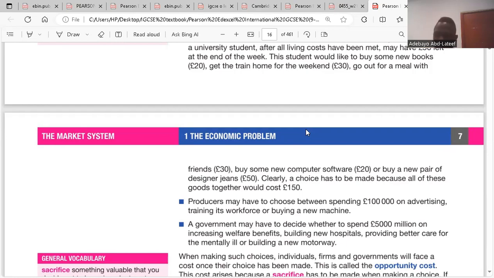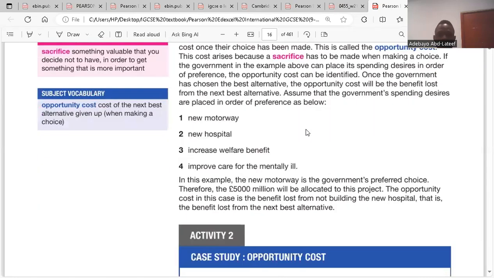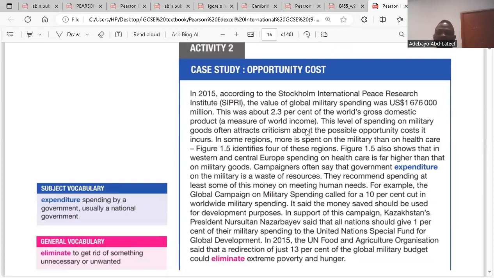Is it clear? So now you have the activity. There's a case study of Stockholm. They said in 2015, according to the Stockholm International Peace Research Institute, the value of global military spending was this amount, about 2.3% of world gross domestic product, a measure of world income. This level of spending on military goods often attracts criticism about the possible opportunity cost it incurs. In some regions, more is spent on military than on healthcare.